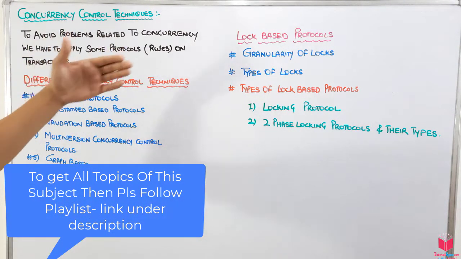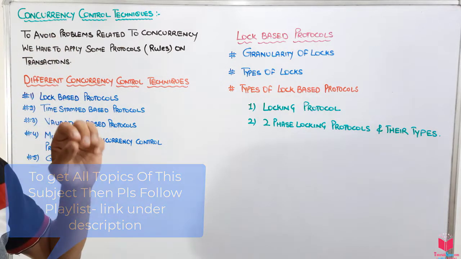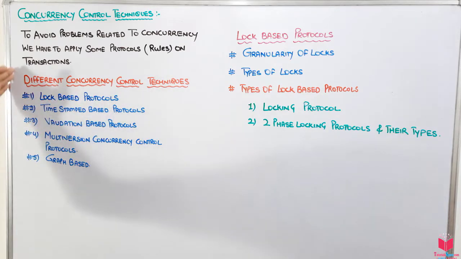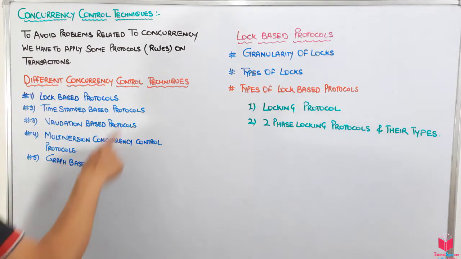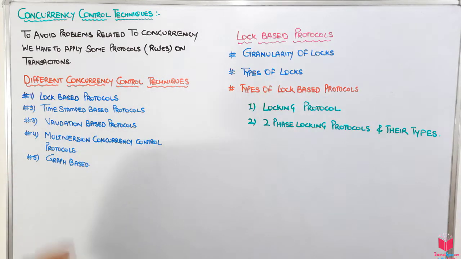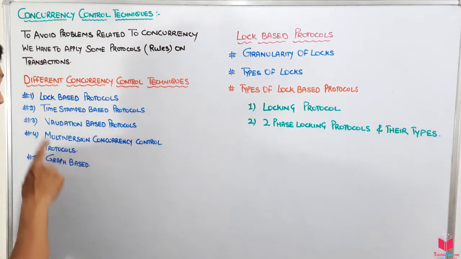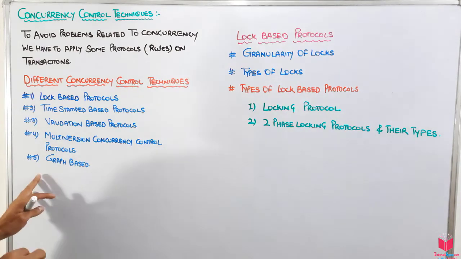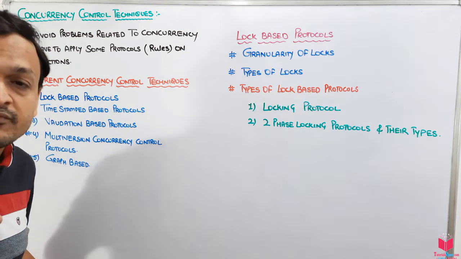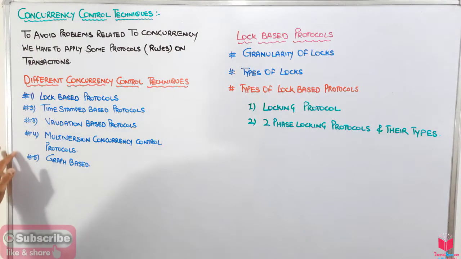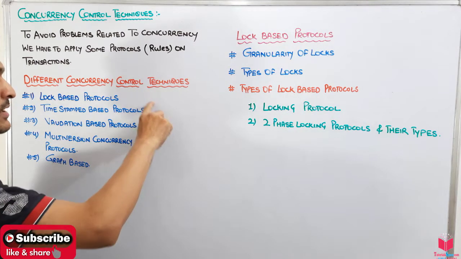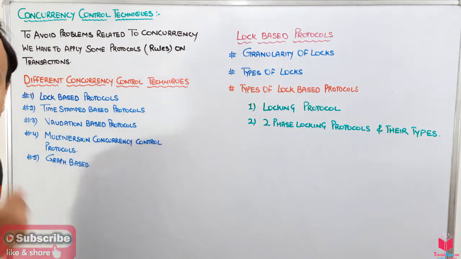To avoid problems related to concurrency, we have to apply some protocols, that means some rules on transactions. These are the different protocols which we will study in the upcoming videos. The first protocol is lock based protocol, second is timestamp based protocol, third is validation based protocols, then the next is multiversion concurrency control protocols, and the last is graph based protocols. So guys, please refer to your syllabus, because all of these protocols are not completely in one syllabus. Maybe you have 3 protocols, maybe you have 4 protocols. So please refer to your syllabus.